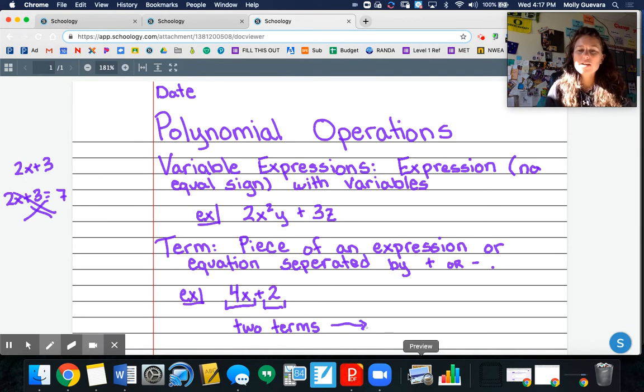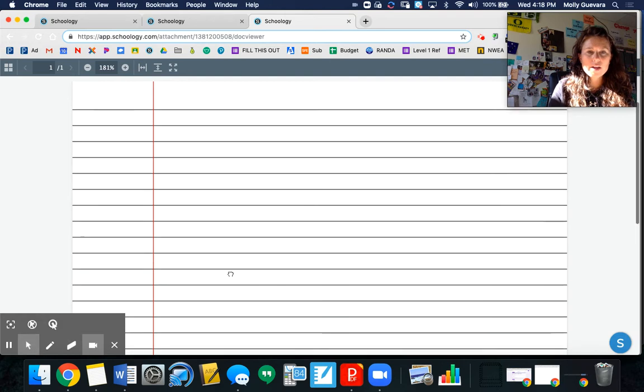And just as a reminder, what we call an expression with two terms, the word two should give us a helpful hint. This is called a binomial. If I have an expression with two terms, it's called a binomial. If I have an expression with three terms, it would be a trinomial, and so on and so forth. Okay, we're going to move on a little bit.